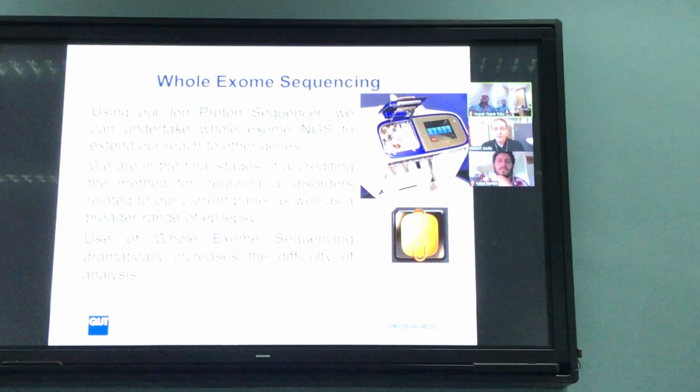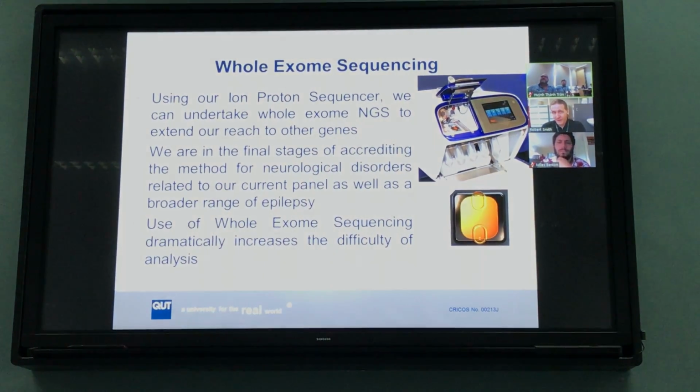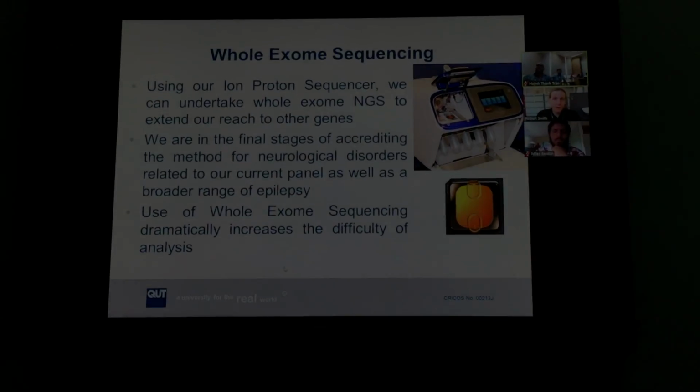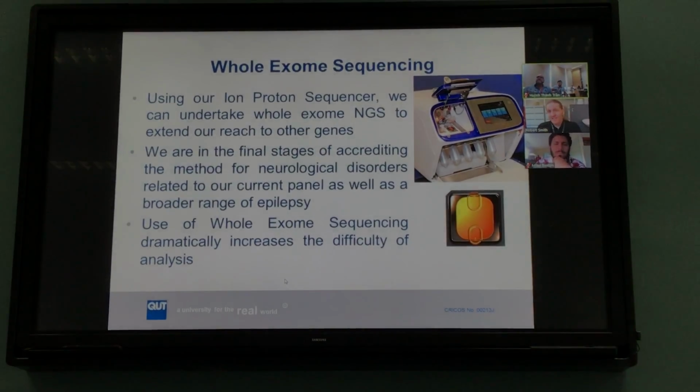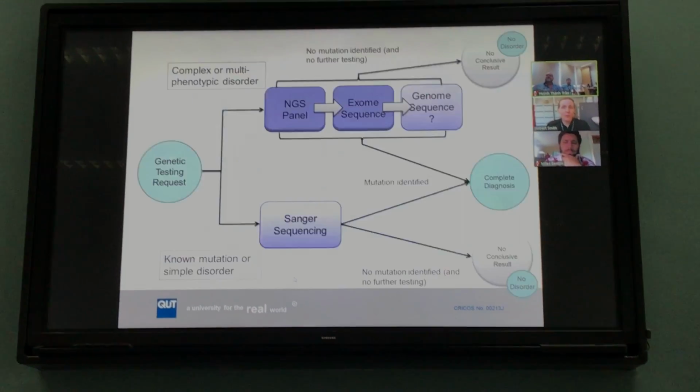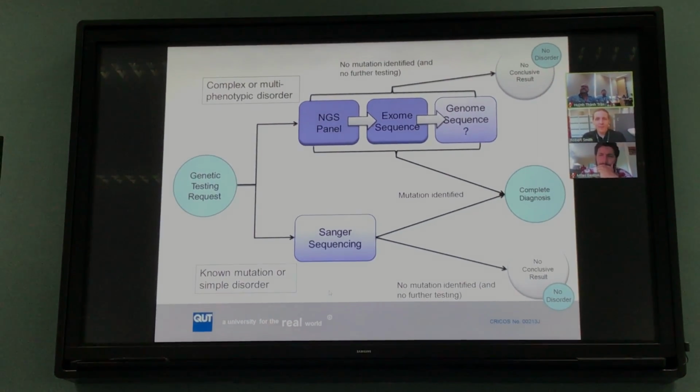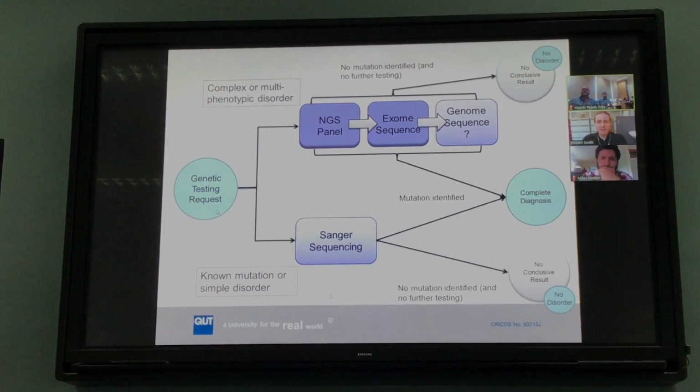But the use of whole exome sequencing, while it's a wonderful thing and improves our chances of finding mutations, drastically increases the difficulty of analysis, and that's what we'll be talking about here. So what you can see here is our general approach.